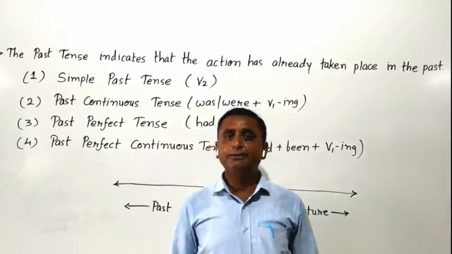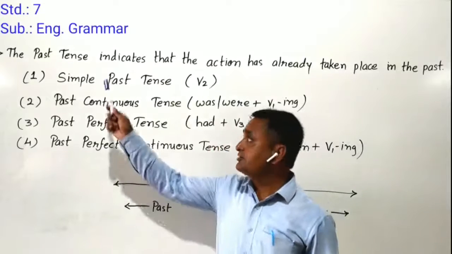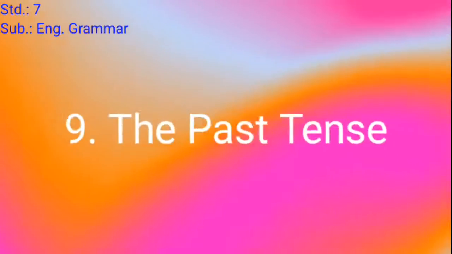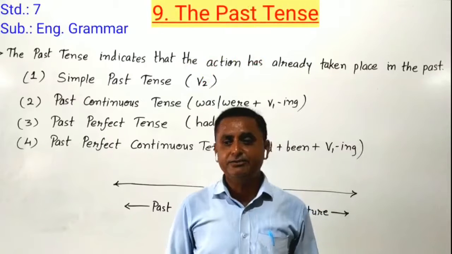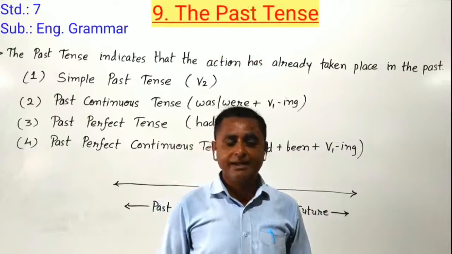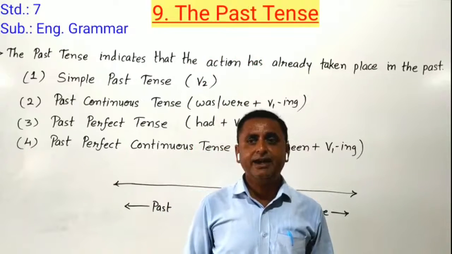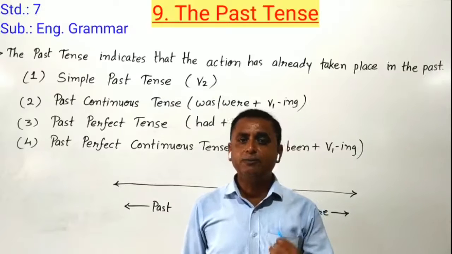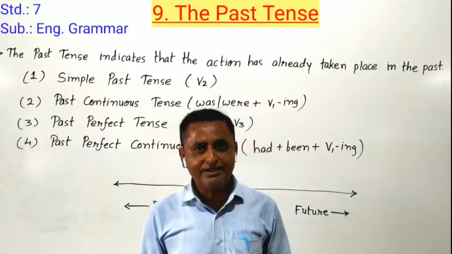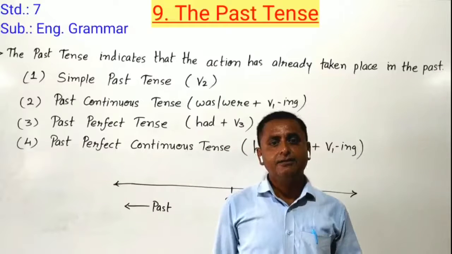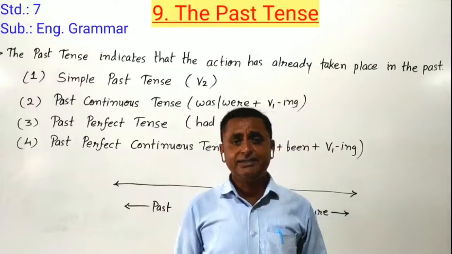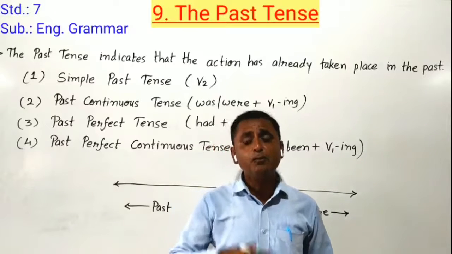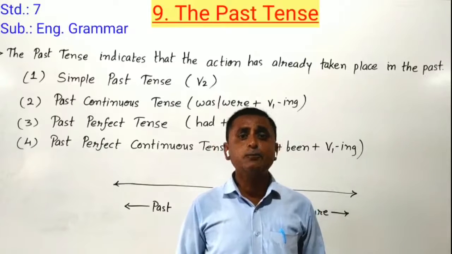Hello students, today we are going to learn standard 7 subject English grammar lesson number 9, the past tense. As you know students, in our previous videos we completed lesson number 8, the present tense. In that we studied different types of four tenses: simple present tense, present continuous tense, present perfect tense, present perfect continuous tense. Now in this lesson we have to study more four tenses related to past tense.